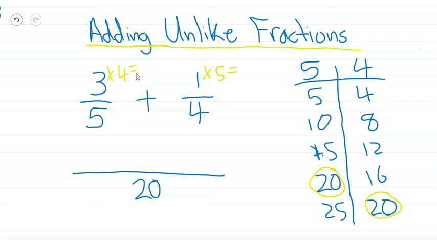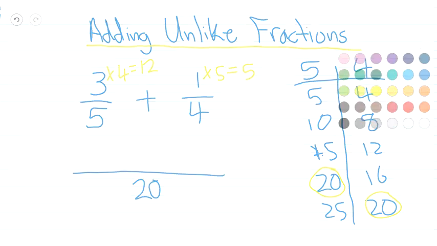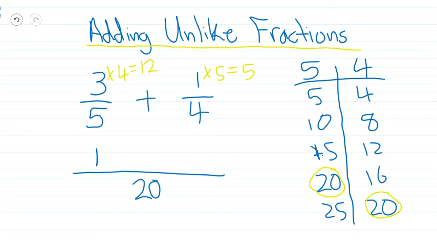So 3 times 4 is equal to 12. And 1 times 5 is equal to 5. Then we're going to take these numbers and place them down here. So we're going to take 12 right here, plus 5 right here, because these are our new numerators. So 12 plus 5 is equal to 17, and our denominator remains the same, which is 20. So there you have it.